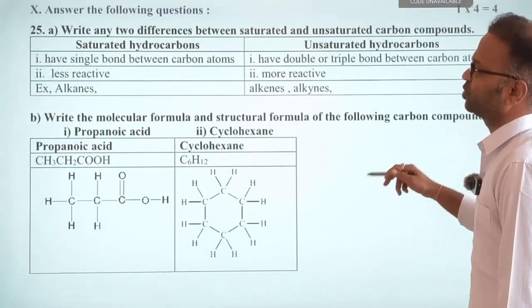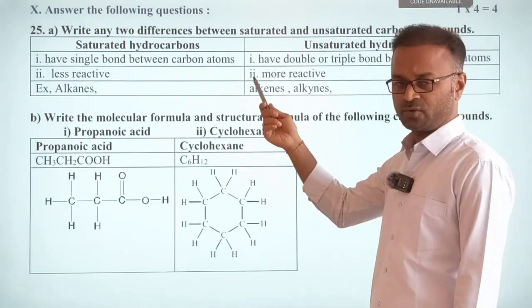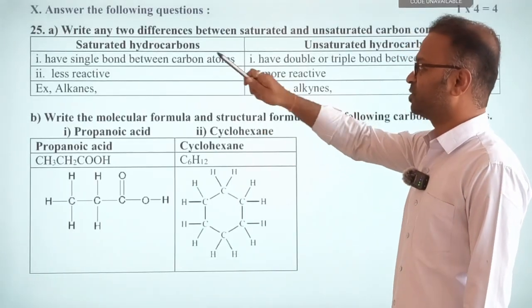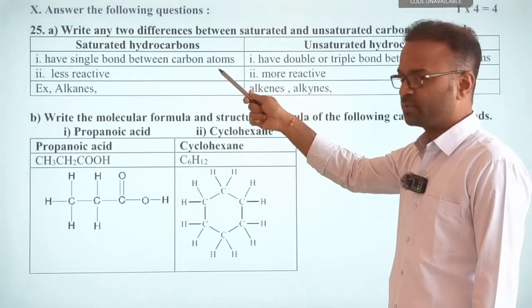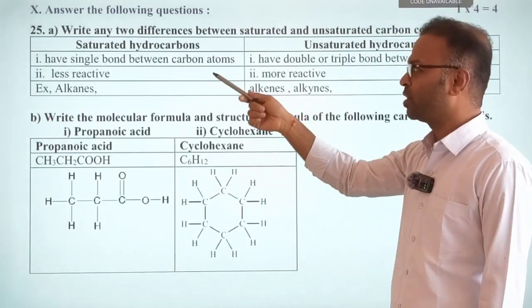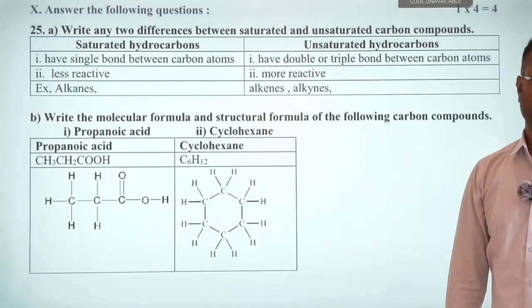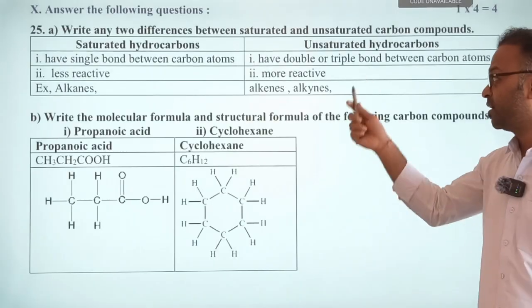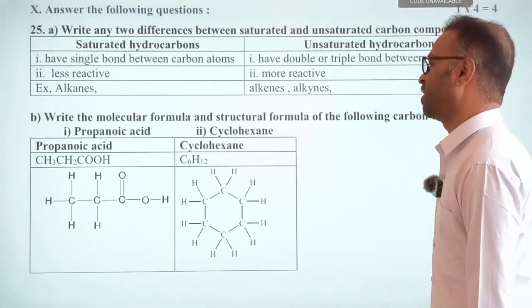Next one, write any 2 differences between saturated and unsaturated hydrocarbon compounds. In model question 4 also, what you discussed earlier, you can go back and check again. Some of the questions are similar here. Saturated ones have single bonds between the carbon atoms; unsaturated ones have double or triple bonds. Saturated are less reactive; unsaturated are more reactive, alkenes and alkynes. And one more: if you burn a saturated hydrocarbon compound, it will give a blue and non-sooty flame, and an unsaturated hydrocarbon compound produces a yellow and sooty flame. That also you can add.